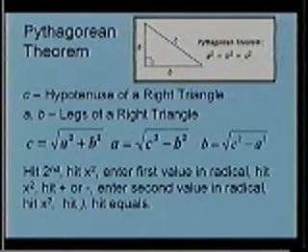Hit second, hit x squared. That'll bring up your radical. Enter the first value in the radical, hit x squared. Hit plus or minus, depending on what you're trying to find. Enter the second value in the radical, hit x squared, and hit close parentheses to keep everything that needs to be under the radical. Hit equals.